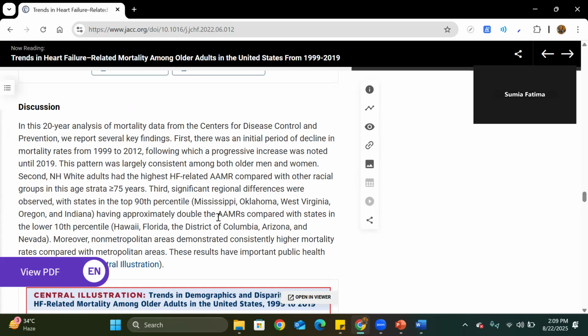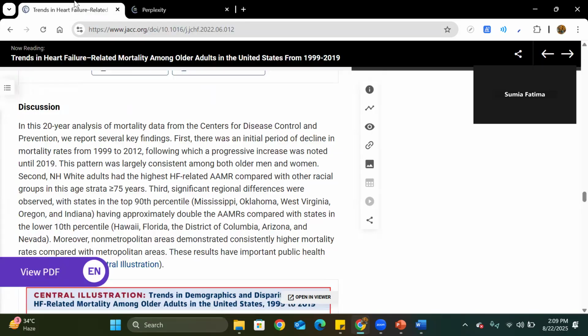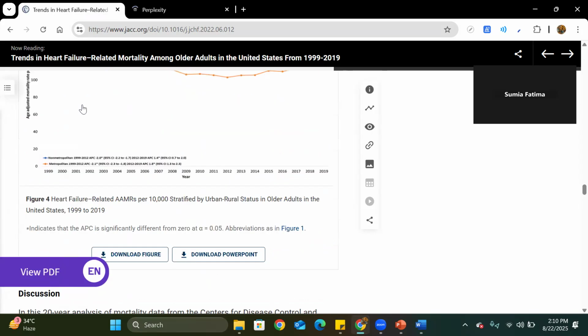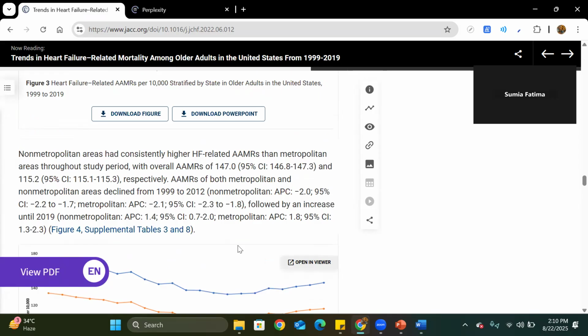For example, if I simply go in the AI Perplexity and give it the results, let me share the results with it.